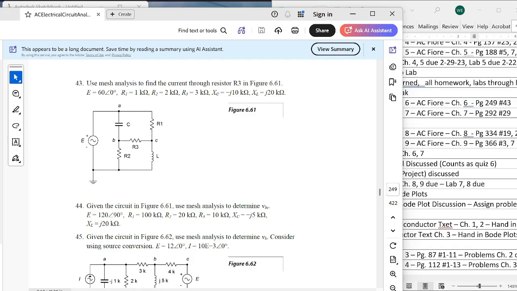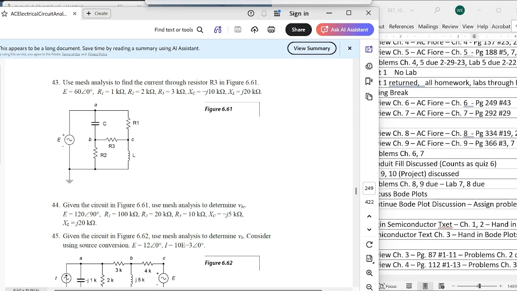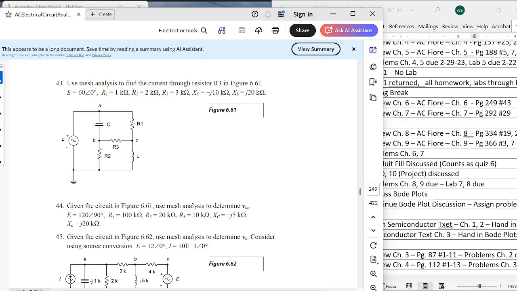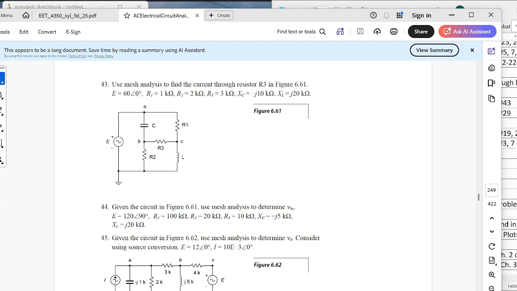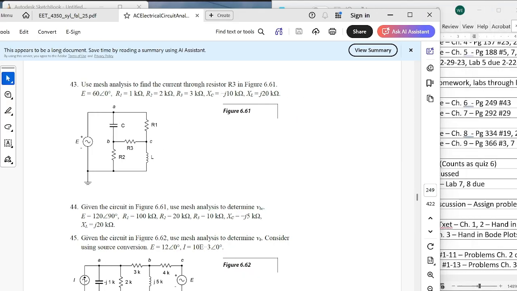Okay, so this is a mesh analysis question, and this is not an easy question, but basically it's writing like three loops. Right? Does everybody remember how to do this? Because that's not an easy one. I didn't remember exactly what this question was, but that's not an easy question.